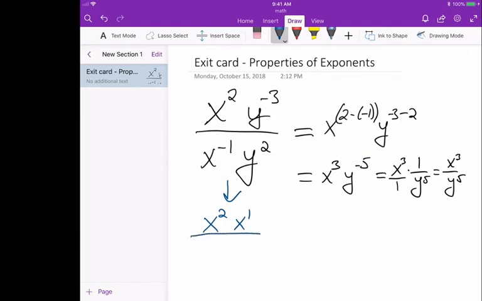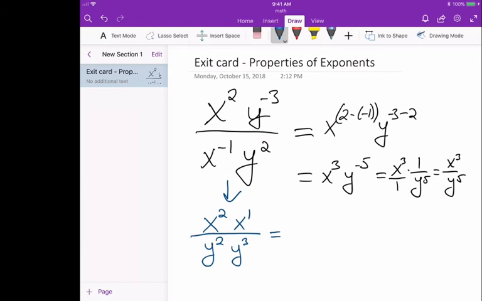Then I'm going to leave my y squared in the denominator, and then I'm going to take that y to the negative third power, and a y to the negative third in the numerator becomes a y to the third in the denominator. So I've made my negative exponents into positive exponents. And now we use the property that tells us we can multiply, or we can add our exponents when we have the same base and are multiplying.